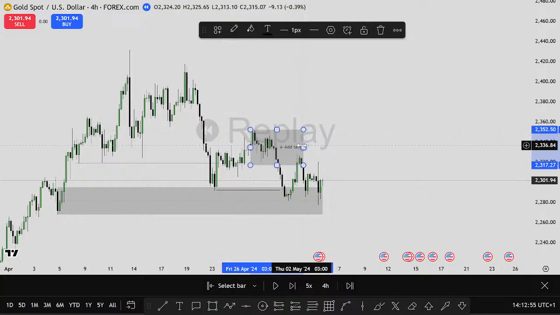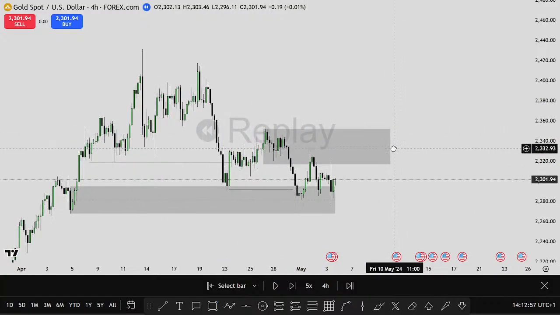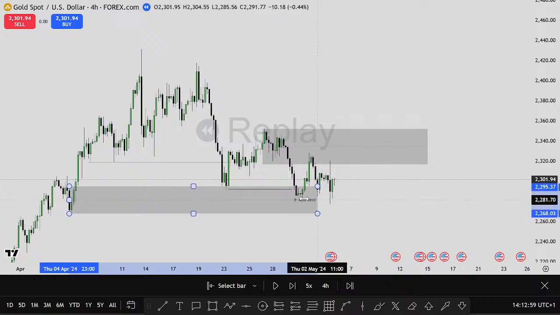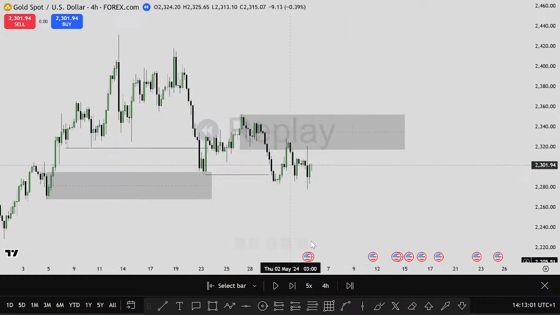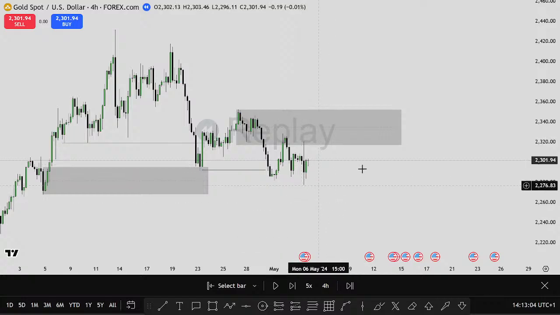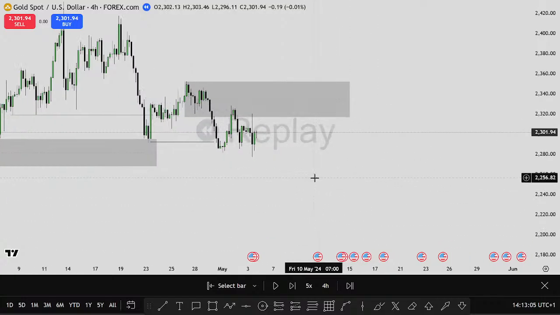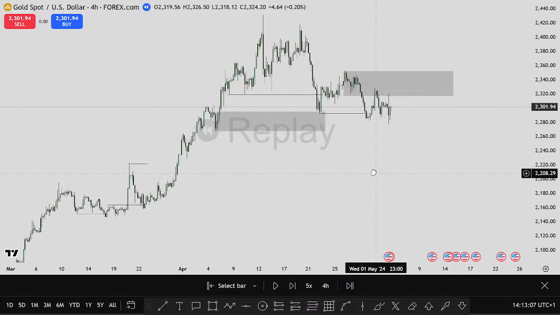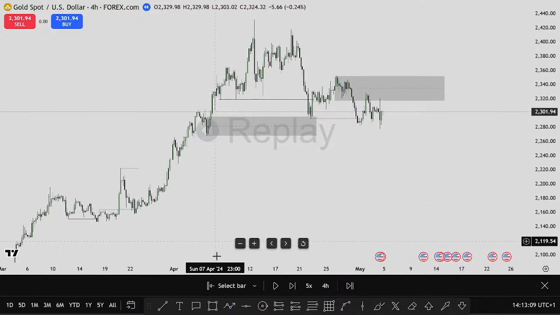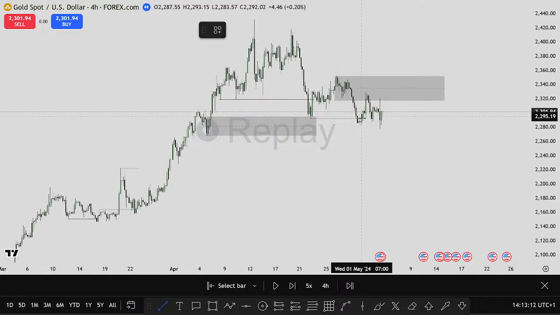But if he flips this zone, like this zone now, then it will be a buy. But from here I expect it to drop, continue going down from here to, oh shit, let's just sweep somehow. So just waste like this.